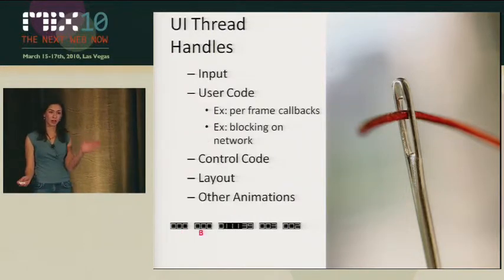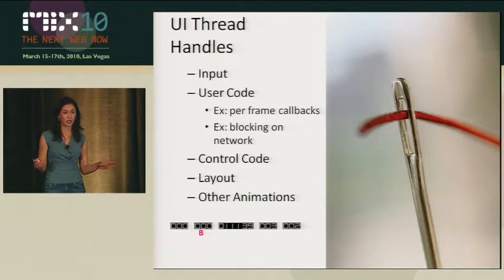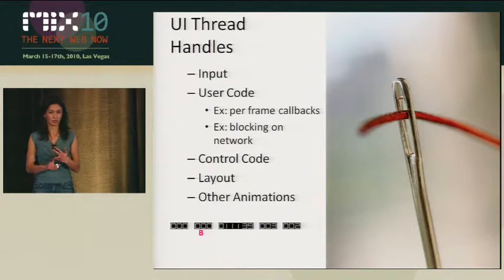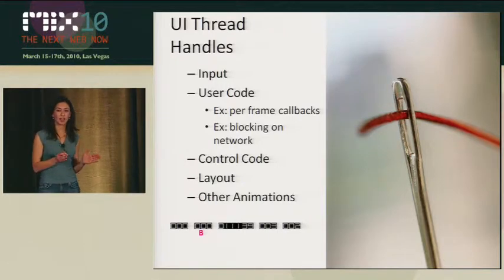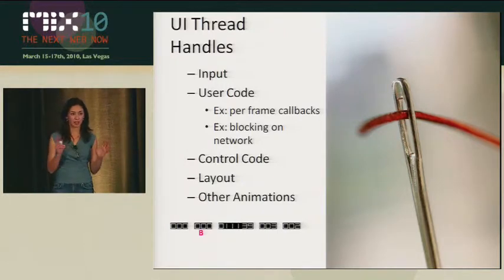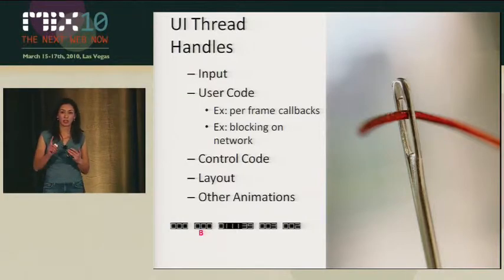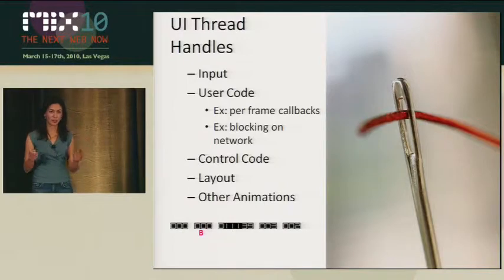The UI thread generally should be reserved for input. I know a lot of you have written applications with game loops or per frame callbacks. It's an interesting concept. Silverlight is not designed to work with that. Keep the UI thread for input and user interactivity, and use the render thread for your UX transitions. That's actually probably the safest rule. The other things that happen on the UI thread include control code, user code, layout, other animations.